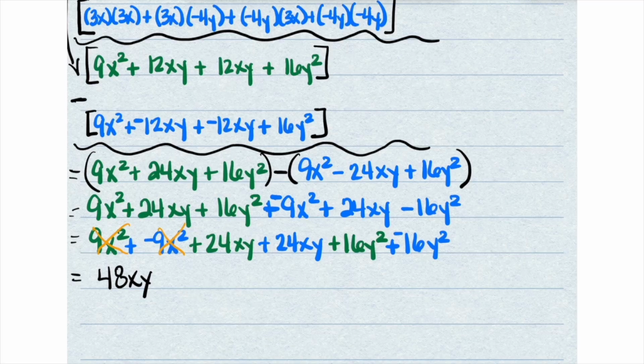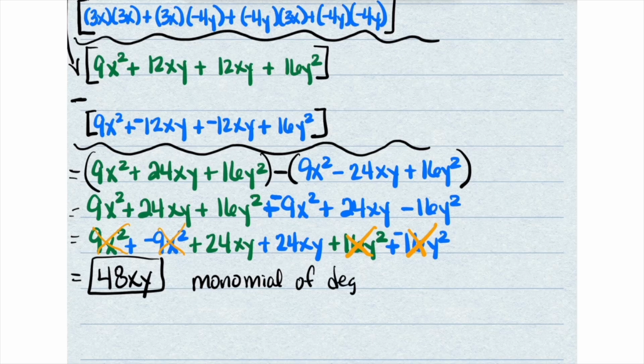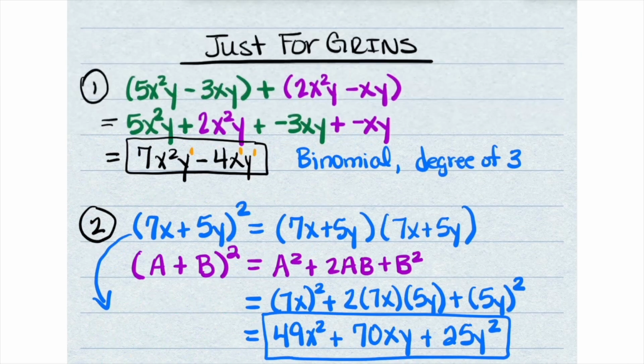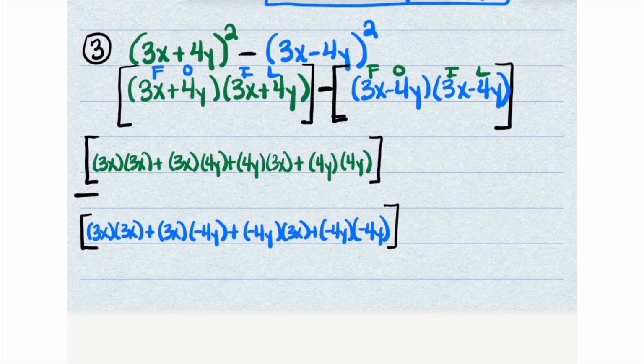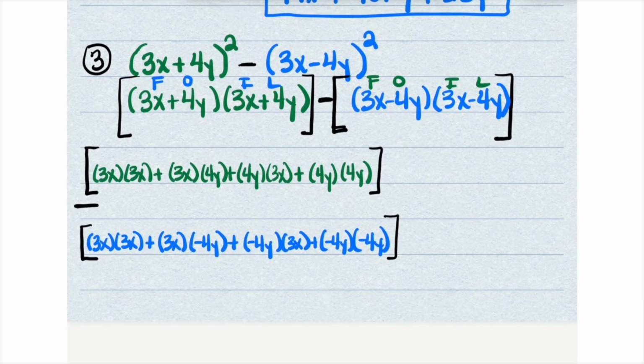And then a 16y squared and a minus 16y squared, that's 0 too, right? So this is our answer. This is a monomial of degree 2. Why? Because these are understood ones, right? You're like, my goodness, we did all of that just to get to that?